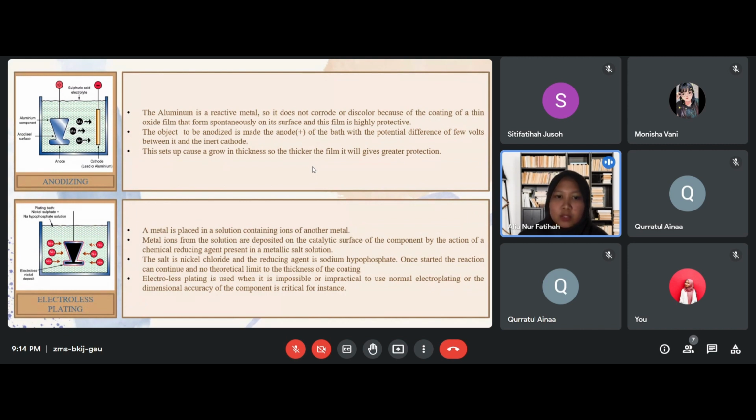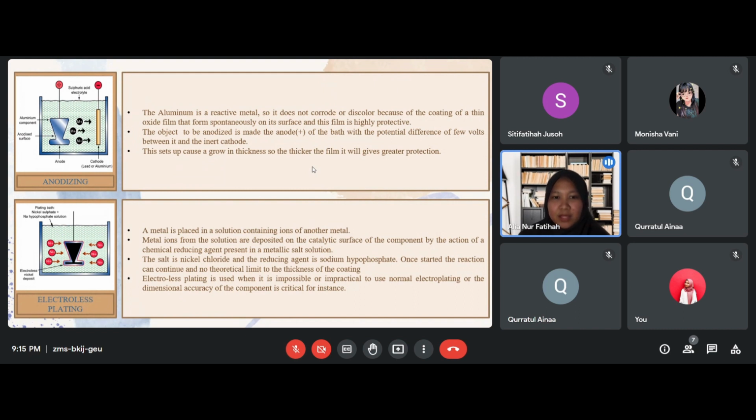Metal ions from the solution are deposited on the catalytic surface of the component by the action of a chemical reducing agent present in a metallic solution. The salt is nickel chloride and the reducing agent is sodium hypophosphite. Once started, the reaction can continue, with no theoretical limit to the thickness of the coating.